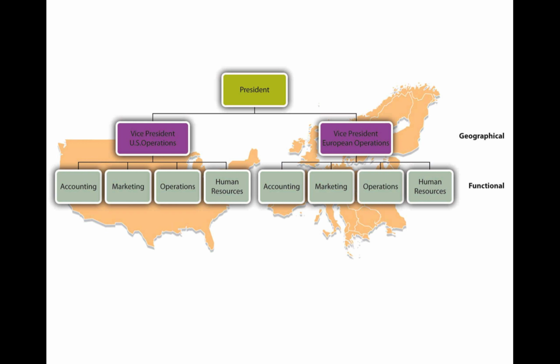Okay, here you have a new type of division, which is by region. So you can see you have a president, but then you have a vice president of US operations and European operations. So there's also the regional structure, which is shown in this diagram.